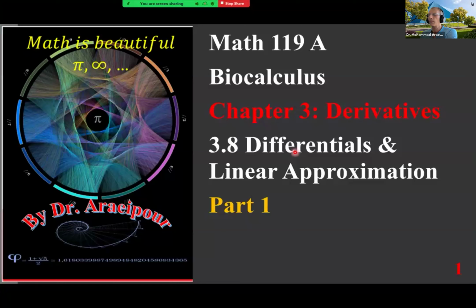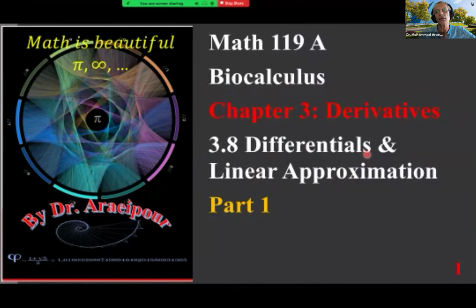Good afternoon, class. We are looking at Chapter 3, Derivatives. Here's Section 3.8, Differentials and Linear Approximation.